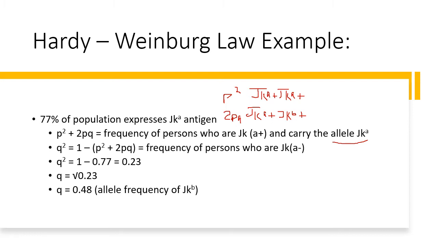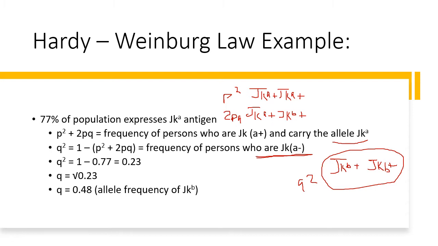Now if you take the equation and you say Q squared, which is what you do not know, these are the frequency of people who are JKA negative. That means they have to be JKB positive. This is what you're trying to find out. How many of these people exist? That was represented by Q squared.